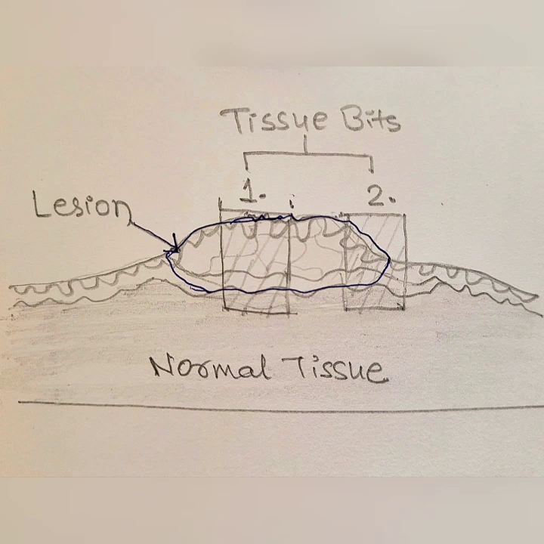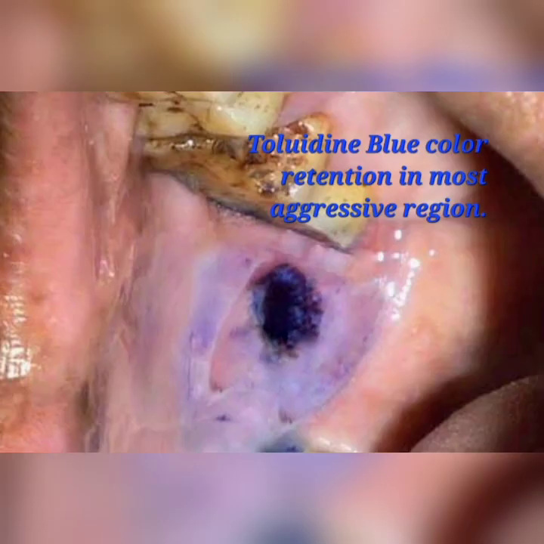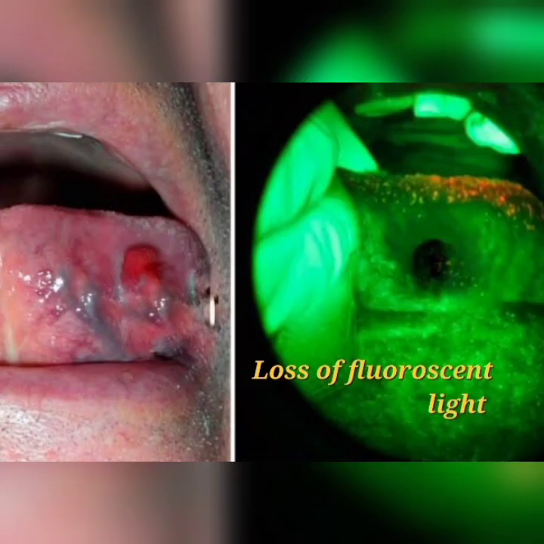Second, decide two regions of the lesion to take two different tissue beds in the same lesion. The first should be the most aggressive looking area and the second should be near the margin of the lesion, where you can include adjacent normal tissue in the tissue bed. For this you can stain the lesion with toluidine blue dye. The area which retains dark blue color is preferred for biopsy, or you can use fluorescent light emitting devices, and the biopsy should be taken from the region where there is loss of fluorescence.